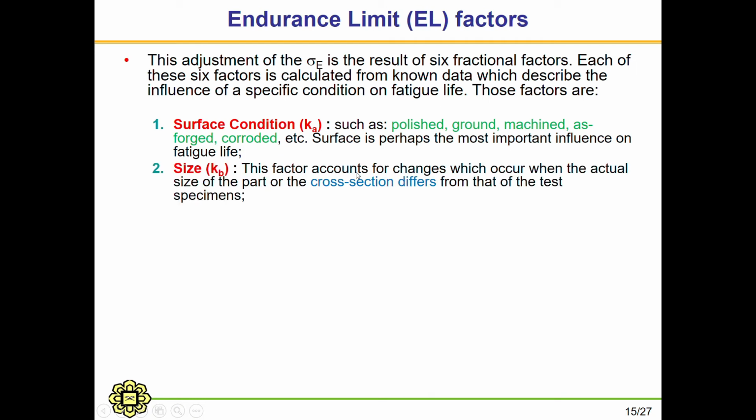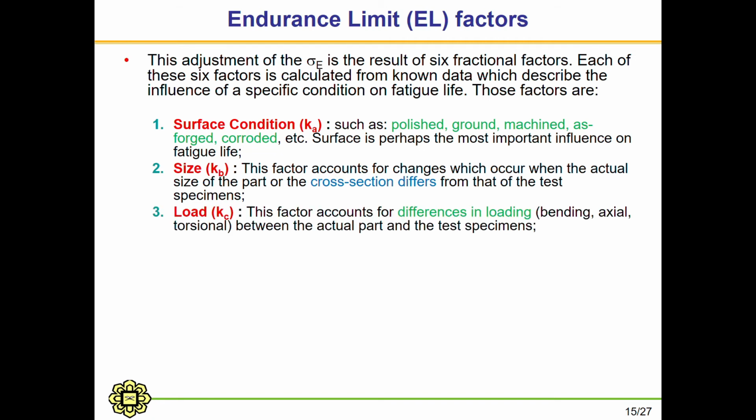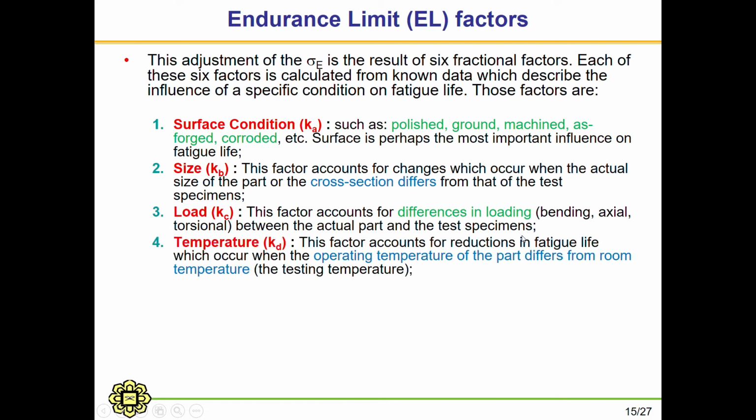Size, Kb. This factor accounts for changes which occur when the actual size of the part or the cross section differs from that of the test specimen. Third, load, denoted as Kc. This factor accounts for differences in loading, for example bending, axial, torsional, between the actual part and the test specimen. Fourth, the temperature, Kd. This factor accounts for reduction in fatigue life which occurs when the operating temperature of the part differs from room temperature, or we say the testing temperature.